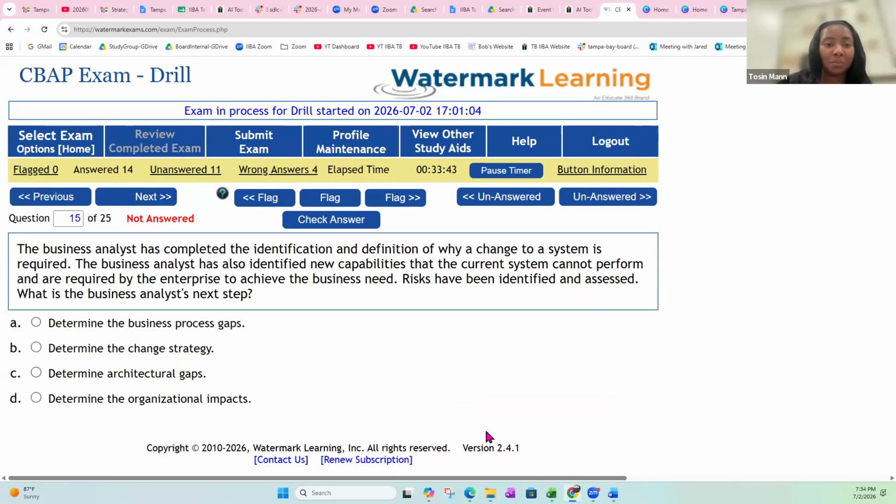Business analyst has completed the identification and definition of why a change to a system is required. The business analyst has also identified new capabilities that the current system cannot perform and are required by the enterprise to achieve the business need. Risks have been identified and assessed. What is the business analyst's next step? So, what tasks have they completed, guys?